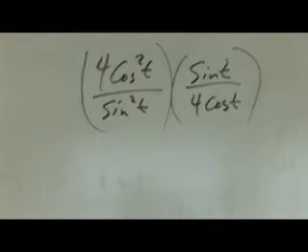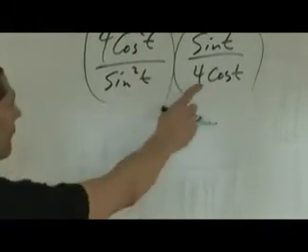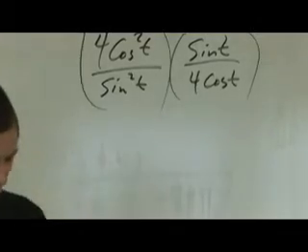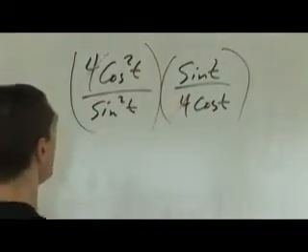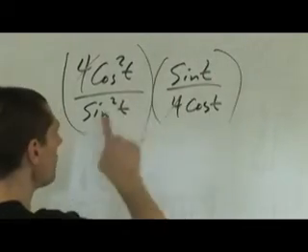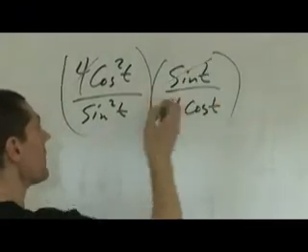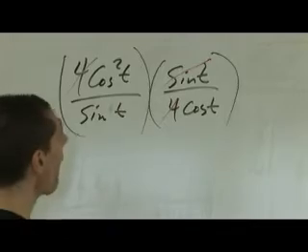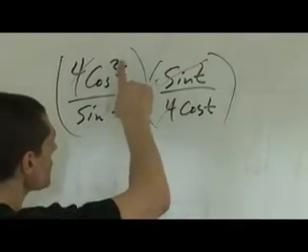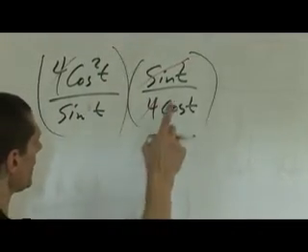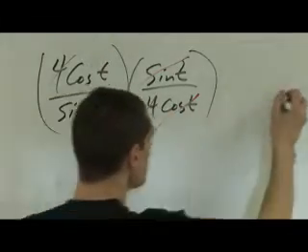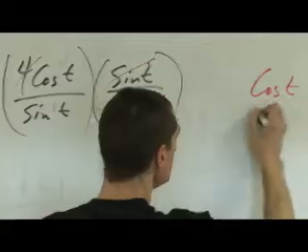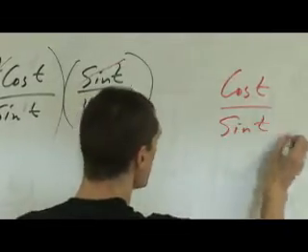Okay, so remember we're multiplying. I got a 4 on the bottom, a 4 on the top. 4 gets canceled. I have a sine on top, sine squared on the bottom. One of these goes away. This goes down to 1. I got a cosine squared on top and a cosine on the bottom. One of these goes away. This goes to 1. This ends up being cosine t over sine t.